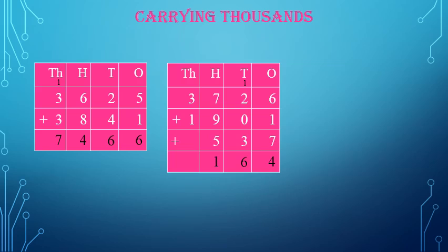So write 1 in hundreds column and 2 is carried over to the thousands place. So 3 plus 2 plus 1 is equal to 6. What is your answer?